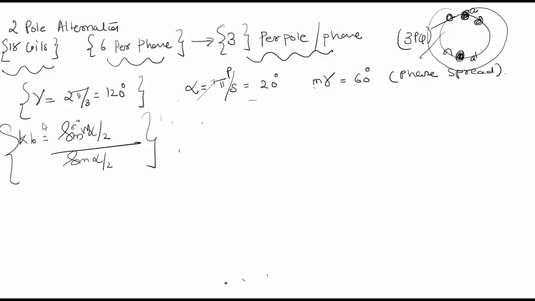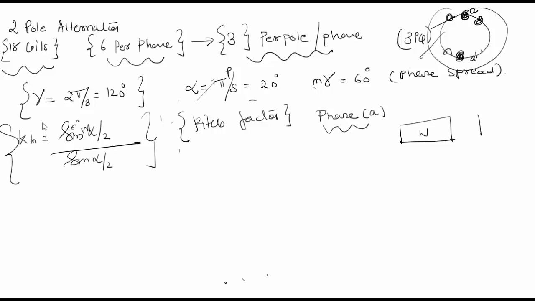The next step is finding what is known as the pitch factor. So it's possible that, considering the phase of A, if I have a north pole and a south pole, I can show my coil as placed in this way.